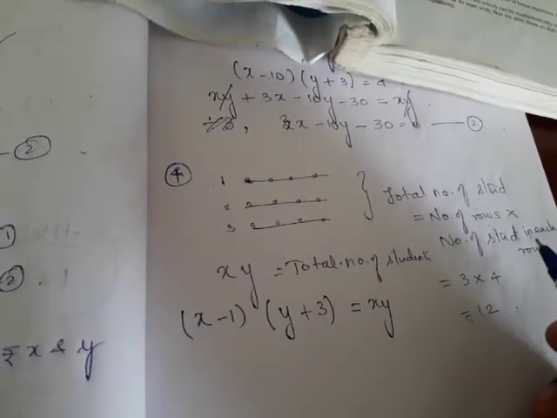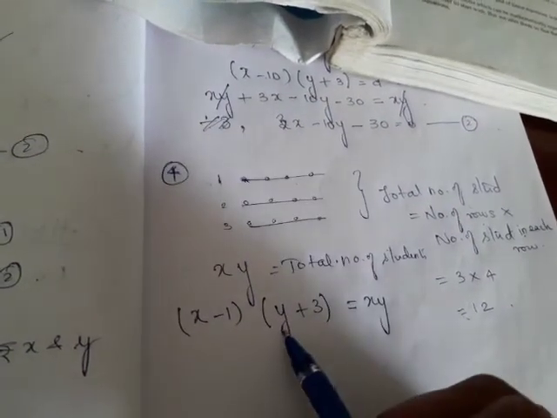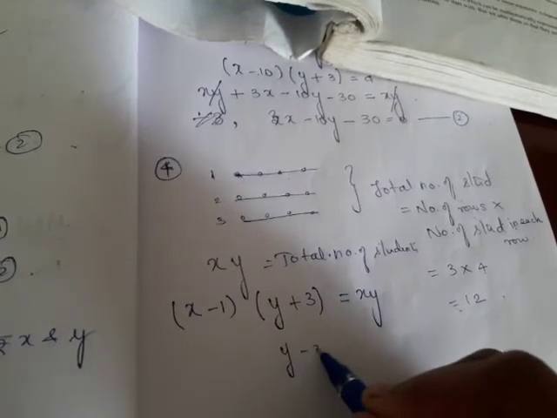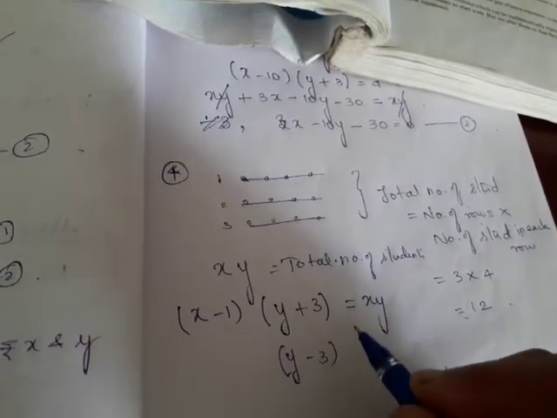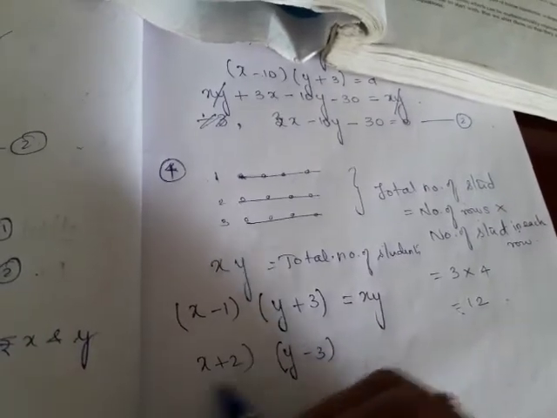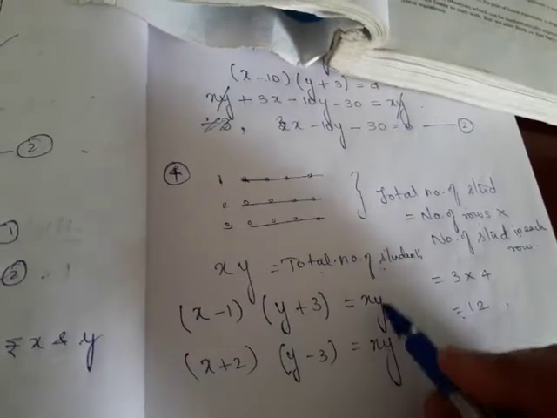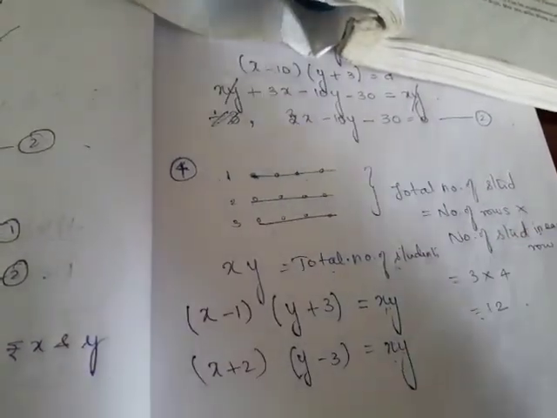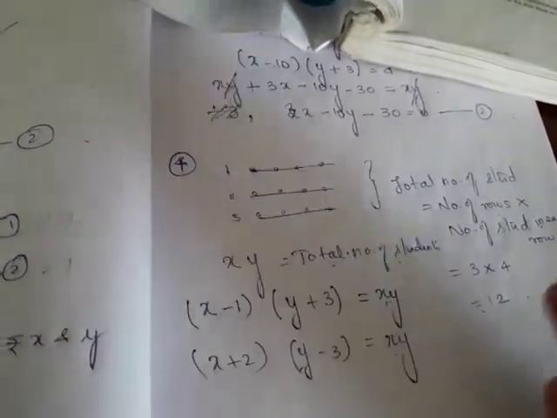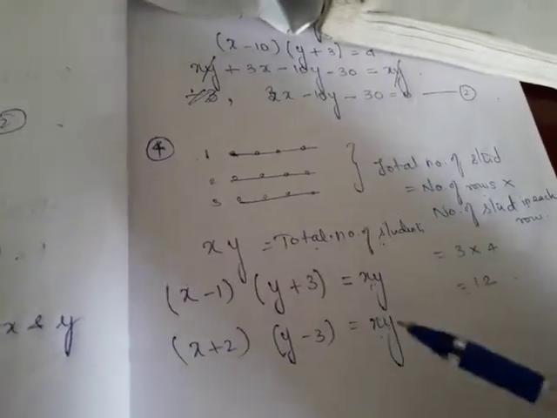The second equation says, if 3 students are less in a row, so which is the number of students in each row? y. So 3 students are less in a row. Less means minus. There would be 2 rows more. So x plus 2 equals xy. Why is it equal to xy? Because the total number of students is going to remain the same even if we change the order in which students are made to stand in a class, right? Hope you understood. So I am leaving this problem to you.